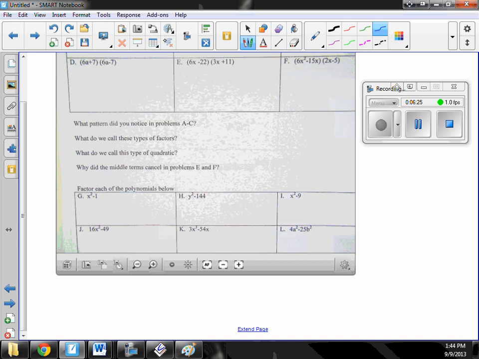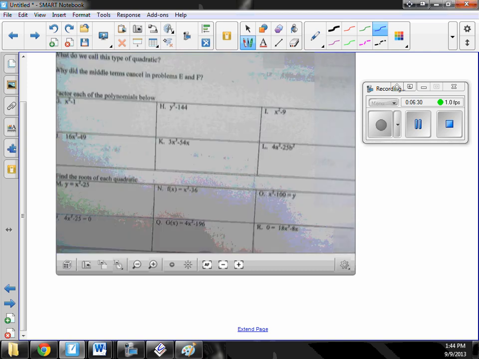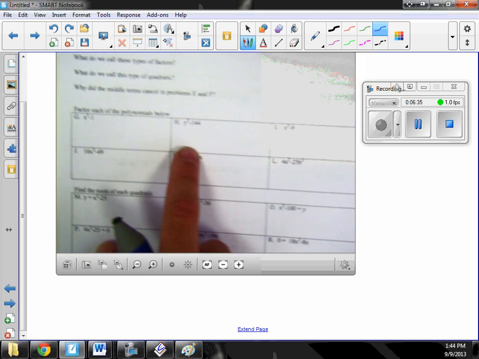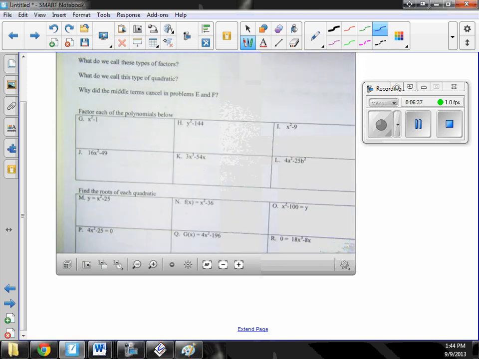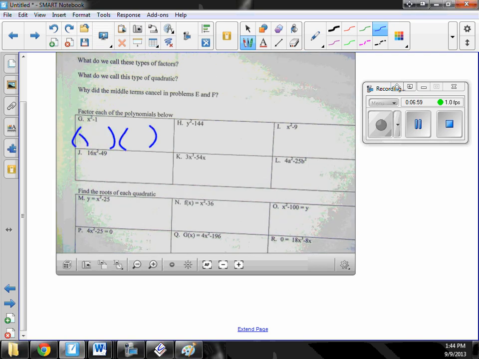So, if I want to factor a difference of squares, it's really easy. So part G. Is part G a difference of squares? Is it something squared minus something squared? Yes. X times x minus 1 times 1. So this factors into x minus 1 and x plus 1.